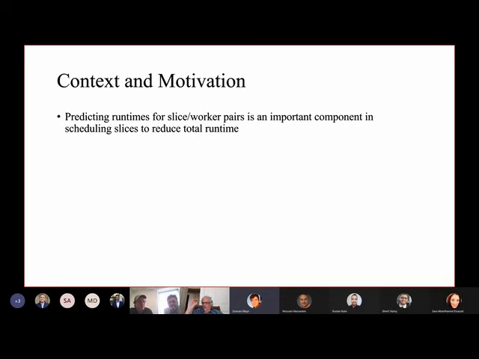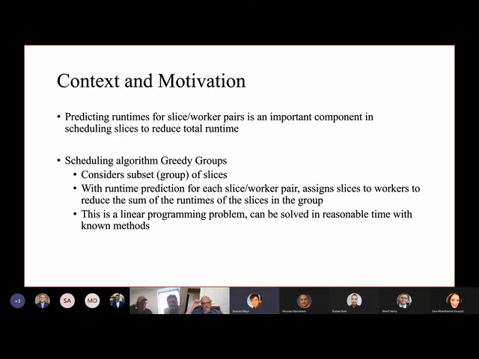Now, this is an important component in a scheduling system. If you'll imagine the problem of assigning a set of tasks to a set of workers with the goal of minimizing the completion time of those tasks, if we know the amount of time each task takes on each worker, then this is a linear programming problem and it can be solved with fairly well-known methods. And so after runtime prediction, the task of distributed scheduling becomes a lot easier.